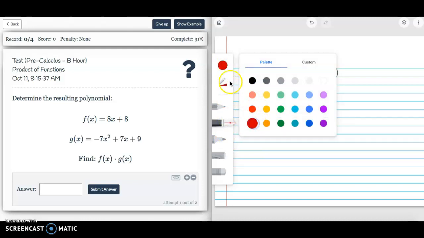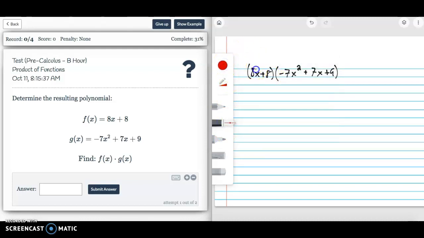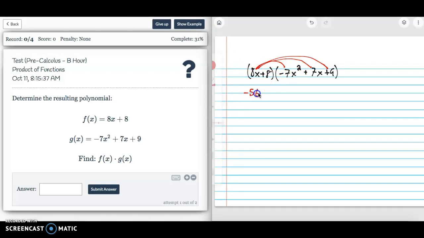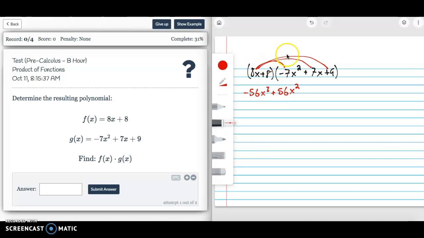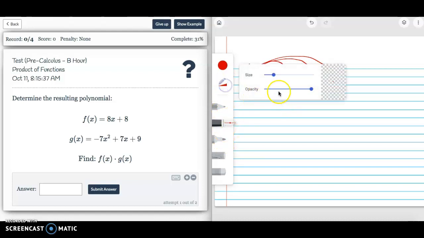So let's go ahead and tackle our first term. So I do my first term times every piece in g of x. So then that will give me 8x times -7x squared would give me -56x cubed. 8x times 7x would give me plus 56x squared, and then 8x times 9 would give me 72x.